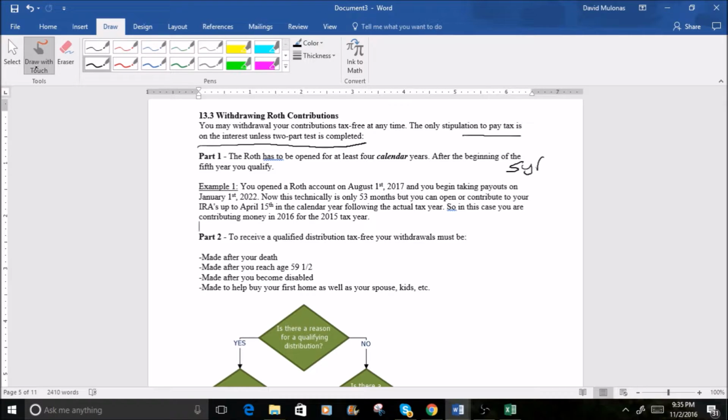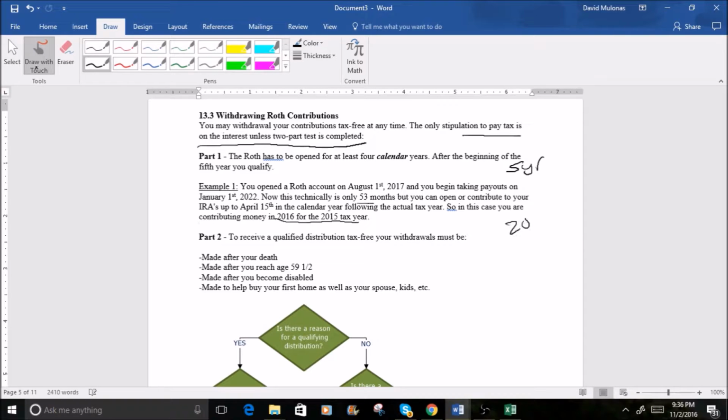So it's a little way to cheat around it. You can say right here, for example, if you opened a Roth on August 1st, 2017, and you took payouts on January 1st, 2022, it is really only 53 months. But you got it into the 5th calendar year. And you should see right here that it says you can contribute to your IRAs up to April 15th in the calendar year following the actual tax year.